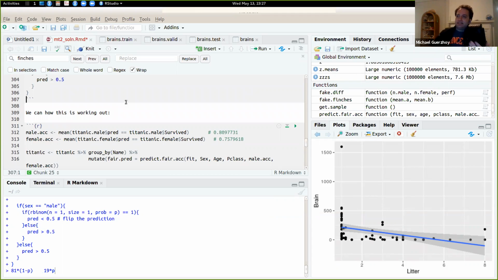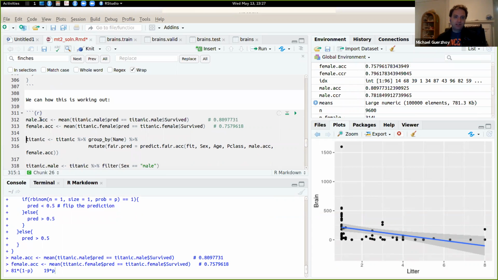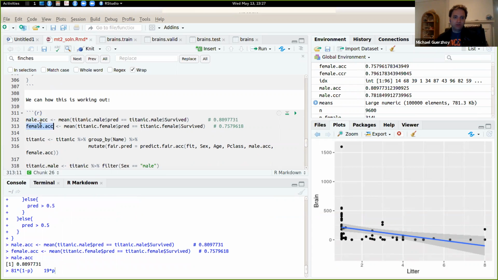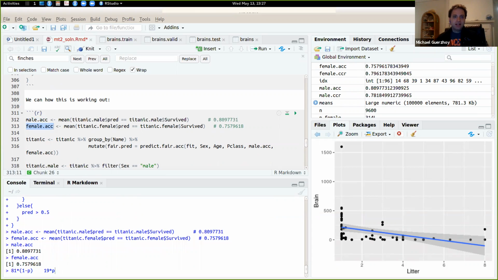And now what I need to do is make those predictions, and make sure that things worked out for me. So I'll compute my male accuracy, female accuracy. We saw those numbers before. Hopefully they're the same. They're the same.